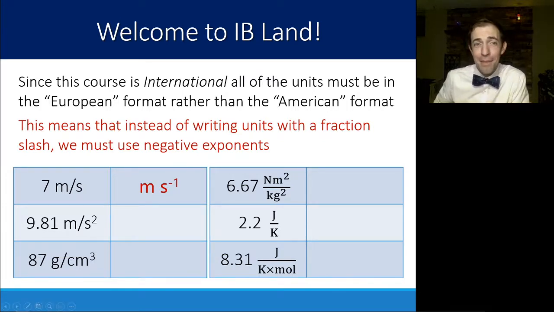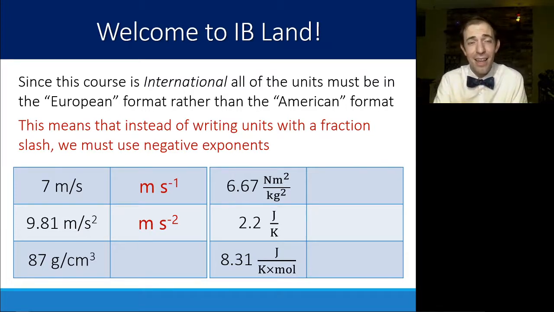If we have something on the bottom that is more than just 1 unit, like meters per second squared, all we have to do is put a negative sign in front of that squared, and it turns into meter seconds to the minus 2. That 9.81 meters per second squared, or 9.81 meters seconds to the minus 2, is exactly the same thing, just different ways to present it.